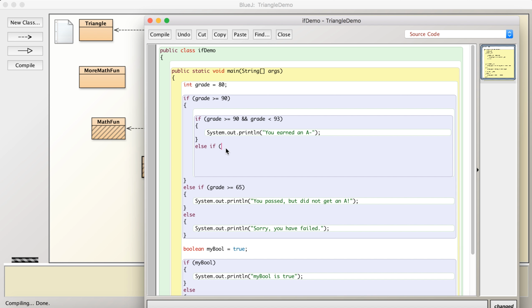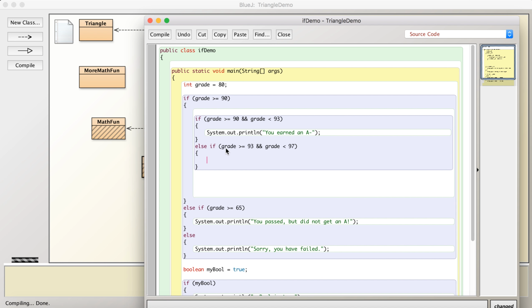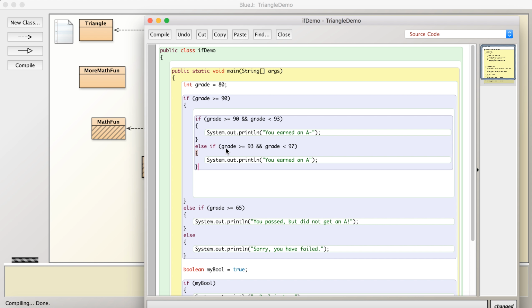Now let's say I want to capture my A grade, right? So grade is greater than or equal to 93, and let's say grade is less than, what is it, 97 or above? So 96 or less than 97, at least for the purposes of this demo, right? And again, system.out.println, right? You earned an A.